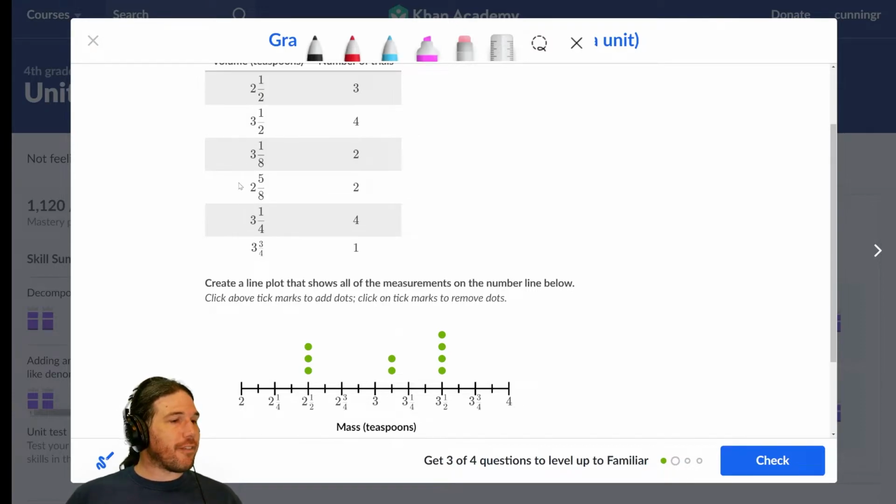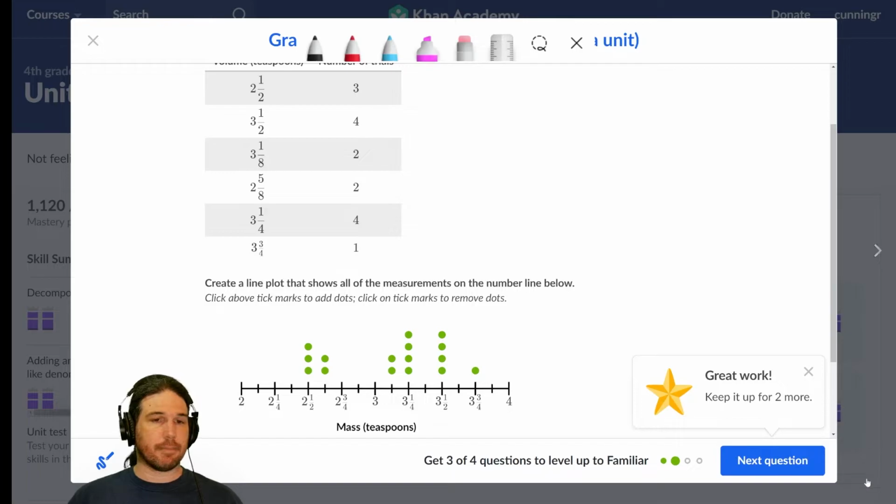2 5/8. Well, let's see. 2 1/2 is the same thing as 2 4/8. So 2 5/8 would be right here. That's 2. 3 1/4 is marked. There should be 4 there. 3 3/4 is also marked. There should be 1 there. I think we've got our graph. Nice.